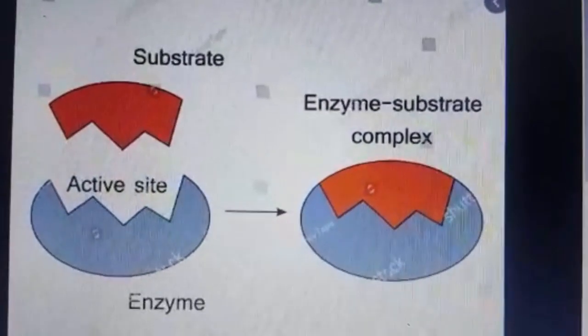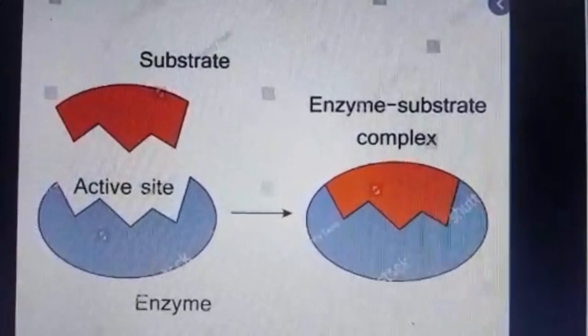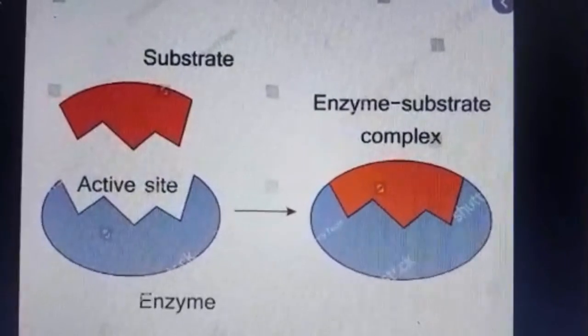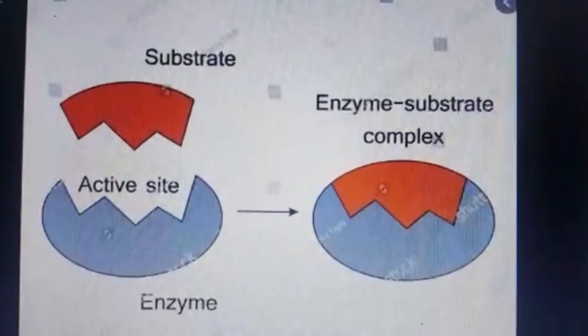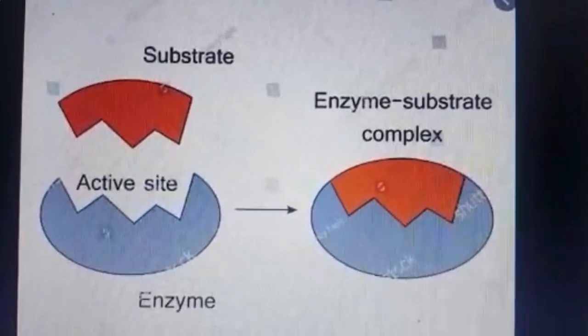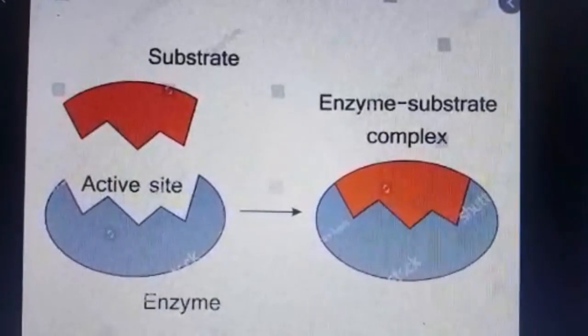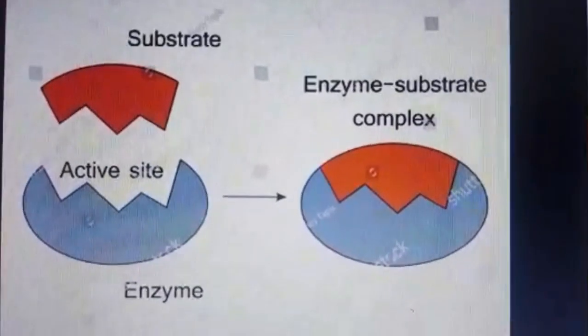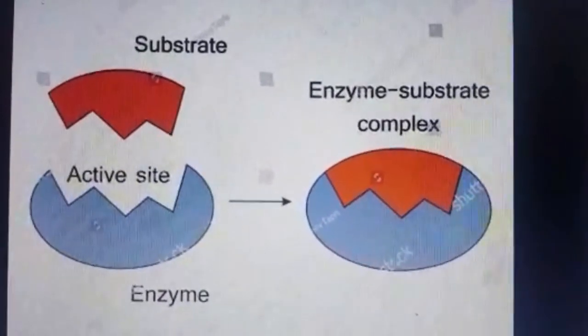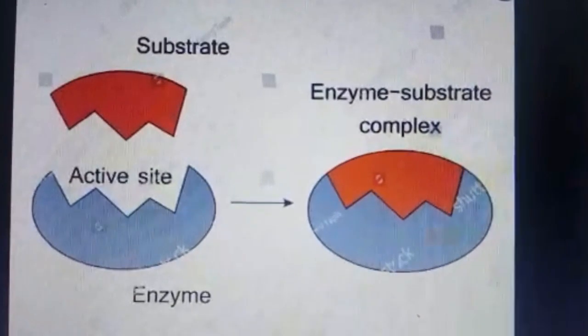As you can see in this picture, the substrate is shown in red and the enzyme is shown in blue. You can see that there is complementarity between the substrate and the active site of the enzyme, so the substrate easily fits into the active site of the enzyme.